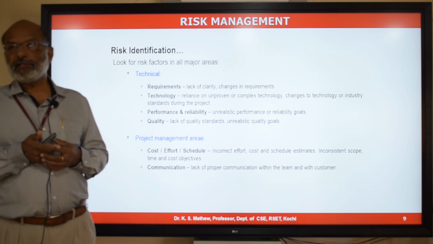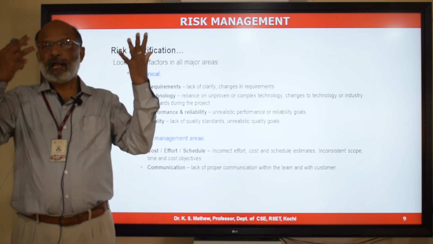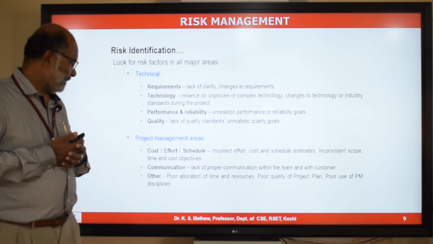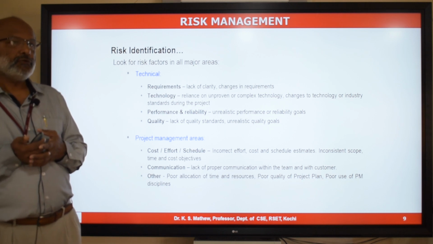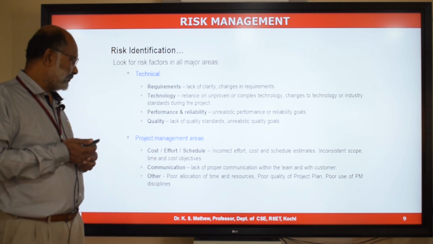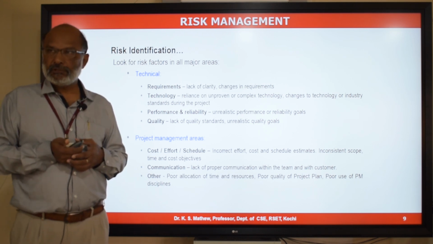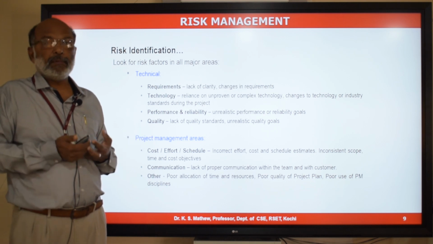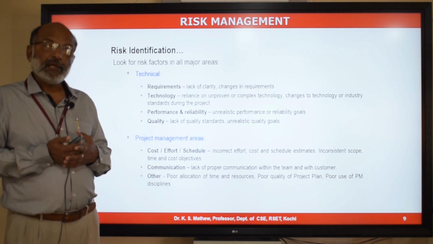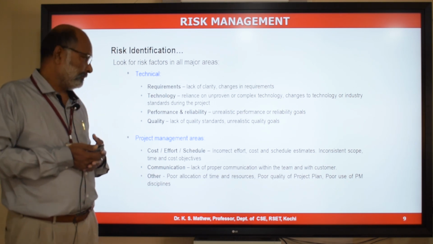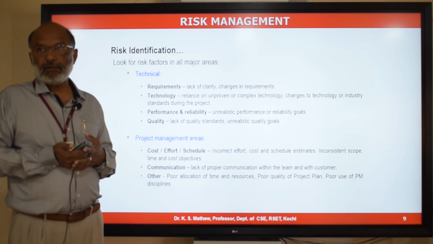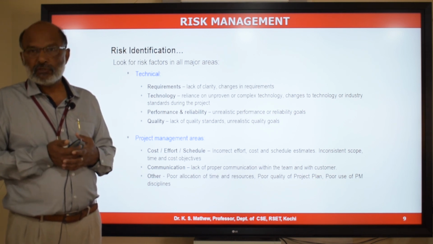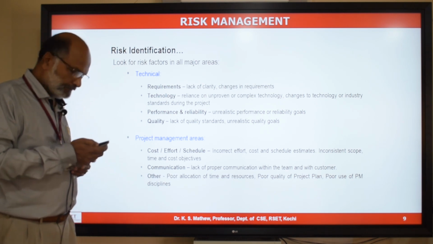And lack of proper communication between the stakeholders, with the team and the top management, with the team and the customer, can also lead to a failure of the project. And there are a lot of other issues that can come because of project management related issues, like poor allocation of time and resources for various tasks, poor quality of project plan. Some projects may not even have a proper plan made by the project manager, and that will lead to project failure. And poor use of PM disciplines: if the PM methodology or the processes in the organization are not adequate for proper project management, that can also lead to a risk in the project.